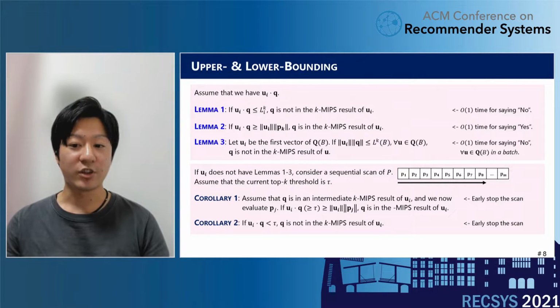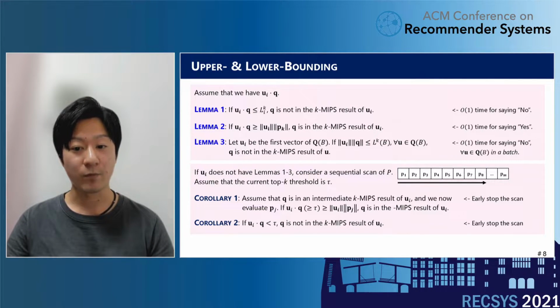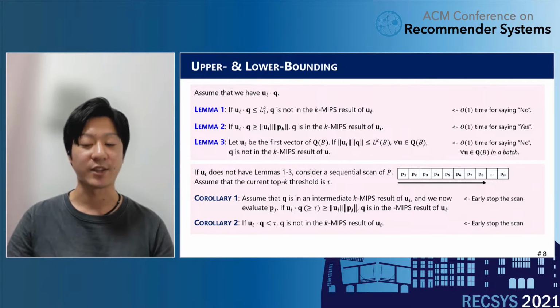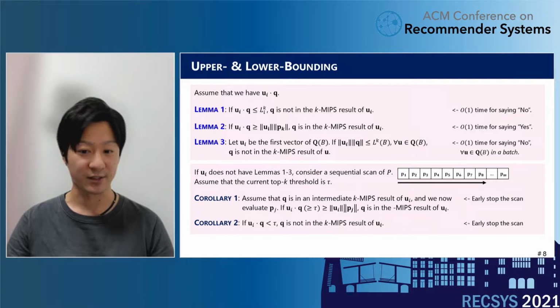From these data structures, we have some merits. Now let me consider a user vector Ui. If the inner product of Ui and the query is not larger than the K-th lower bound of Ui, we can say that Ui is not in the answer. And this needs only constant time. The yes case also has a similar result. If the inner product is not less than the product of their norms, we can say that Ui is in the answer from the Cauchy-Schwarz inequality.